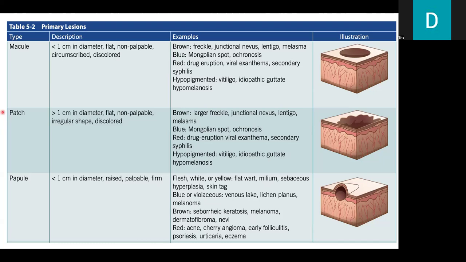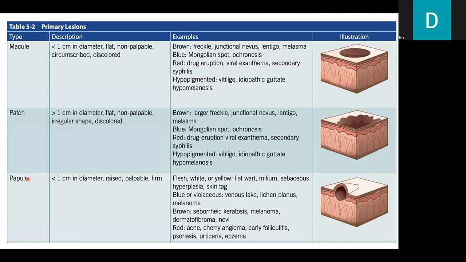For patch, it's more than 1 cm in diameter, flat, non-palpable, irregular shape, and discolored. Examples, if it's brown, a larger freckle, junctional nevus, lentigo, and melasma. If it's blue, it's a Mongolian spot or ochronosis. For red, a drug eruption, a viral exanthema, secondary syphilis. For hypopigmented, it's vitiligo, idiopathic guttate hypomelanosis.